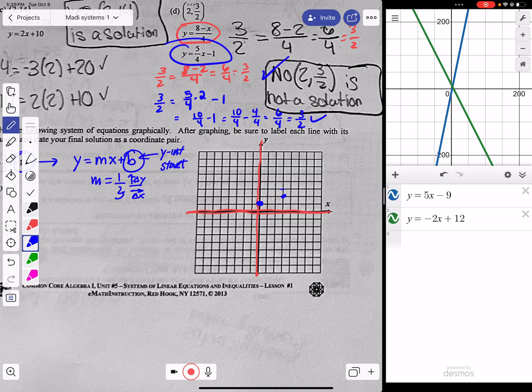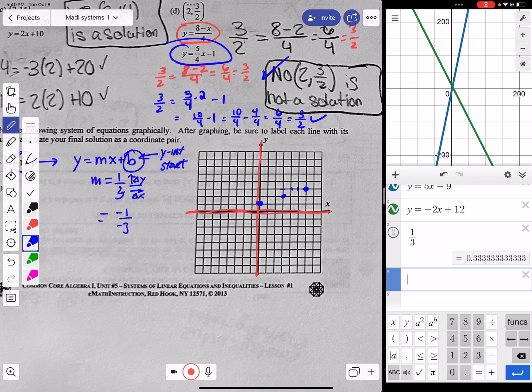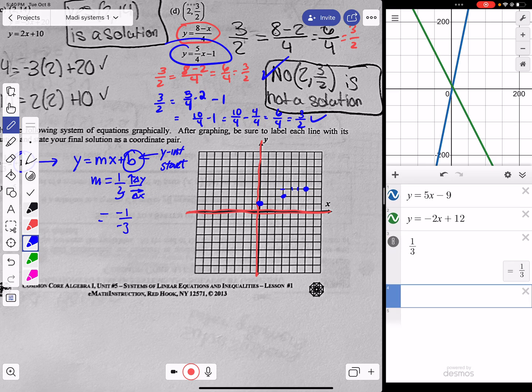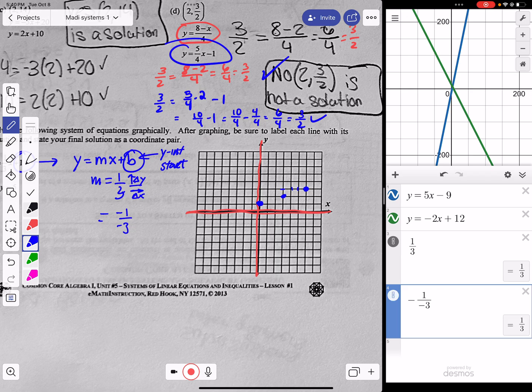And I just keep going up 1 over 3. I can put another point. Ooh, I ran out of room right there. I can go up 1, but I can't go over 3. But I can come back down here, and 1/3 is the same as -1 over -3, right? Two negatives make a positive. I'm doing it on my calculator right there. And see, 1/3 is 1/3, and -1 divided by -3 is also 1/3. So -1 over -3 is the same thing as 1/3.